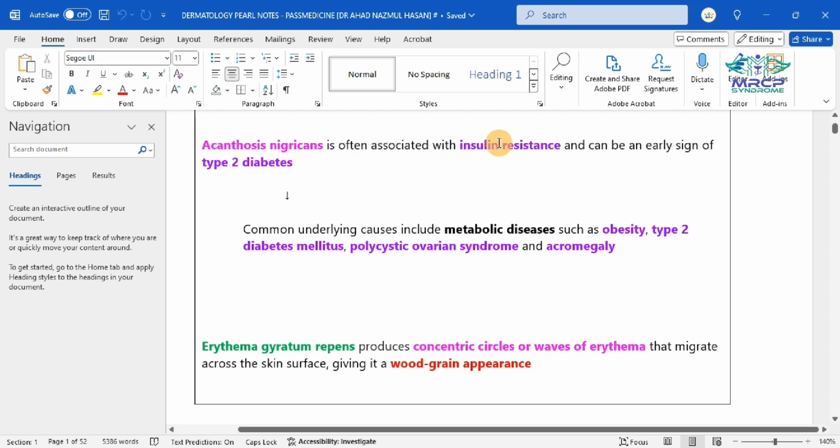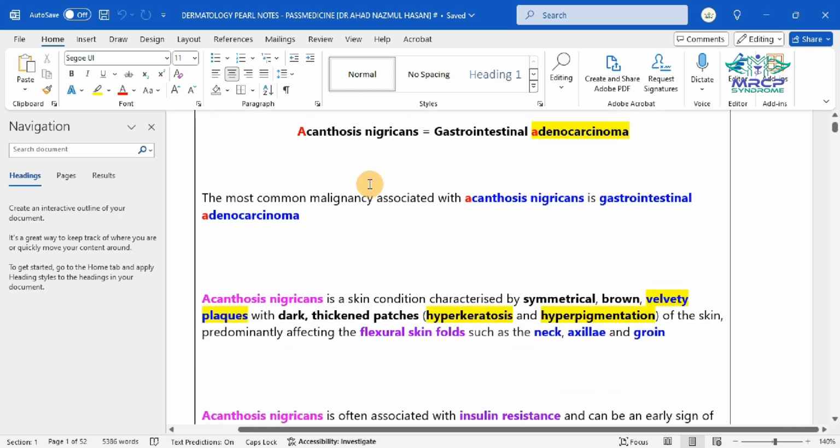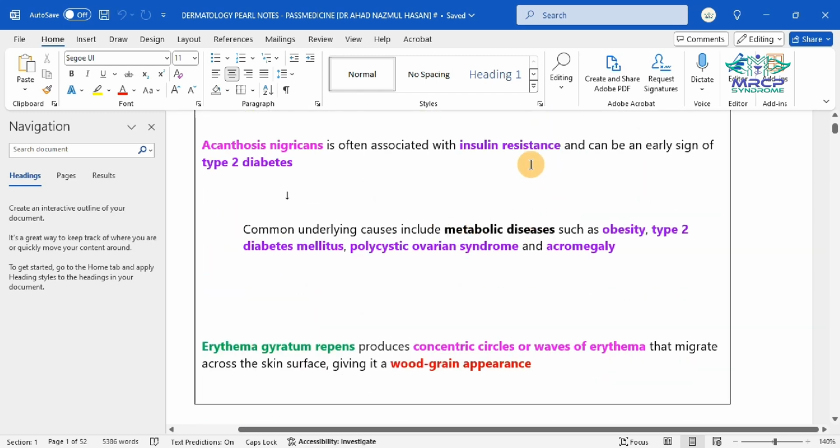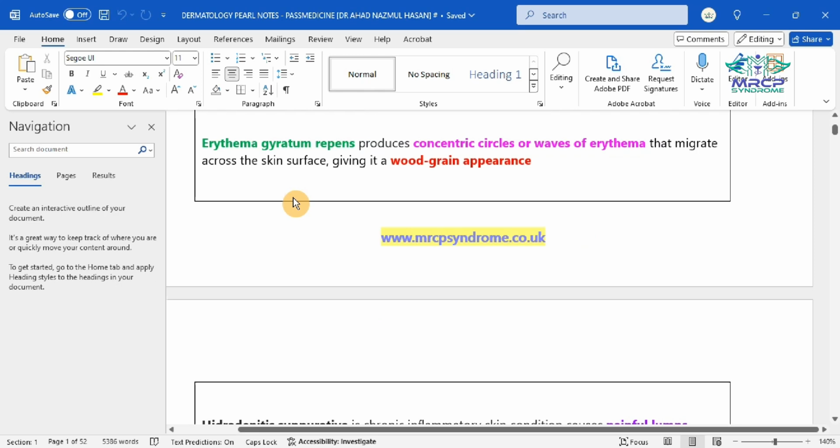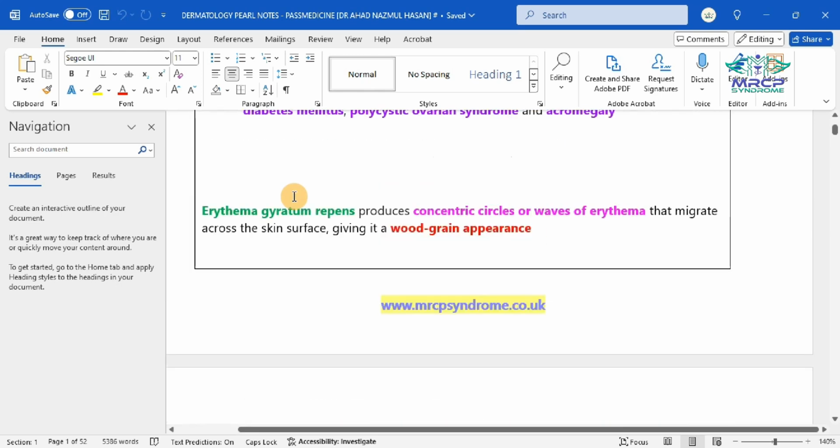This is often associated with insulin resistance and can be an early sign of type 2 diabetes. So the most common association is diabetes or insulin resistance, and the most common malignant association is gastric adenocarcinoma. Alongside, other metabolic diseases like obesity, PCOS, and acromegaly can also be associated with acanthosis nigricans.